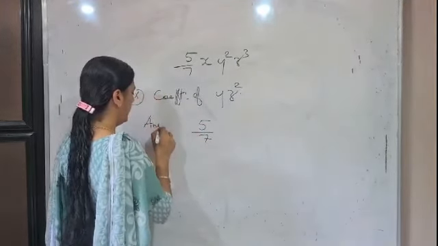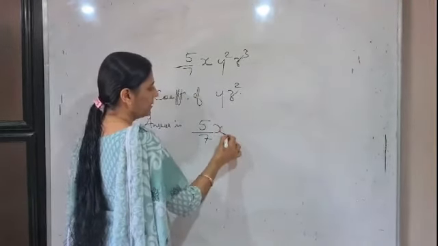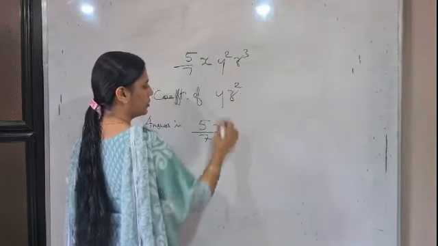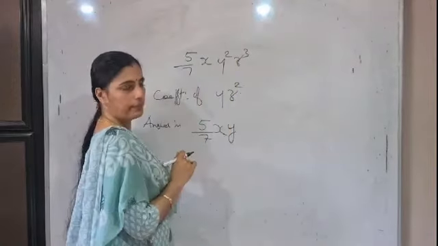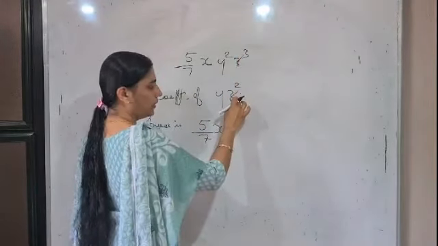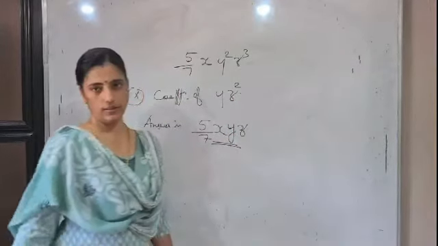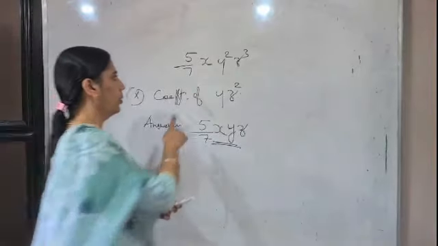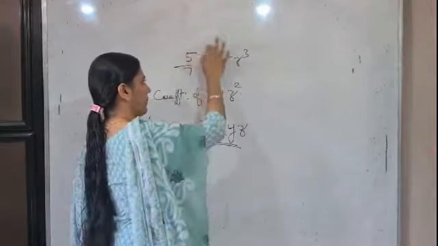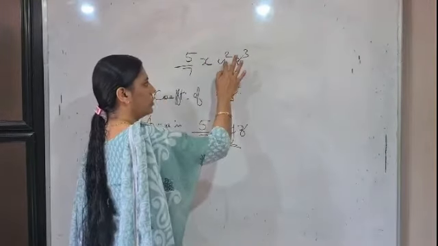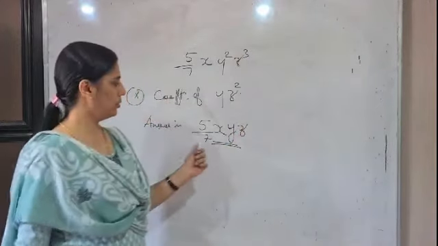5 by 7 remains. x remains. One y is gone, so one y remains, since y square came here. Then from here z square is removed, so one z remains. So this is the answer. Hope that it is clear. Coefficient of yz square means you remove yz square from that. So 5 by 7x as such, y square, if you remove one y, one y remains. z cubed, if you remove z square, z remains. So this is the answer.